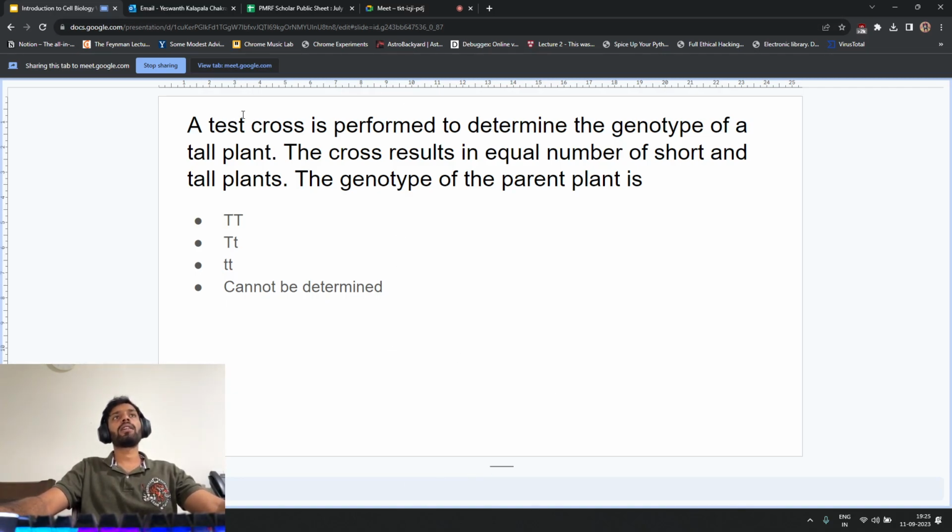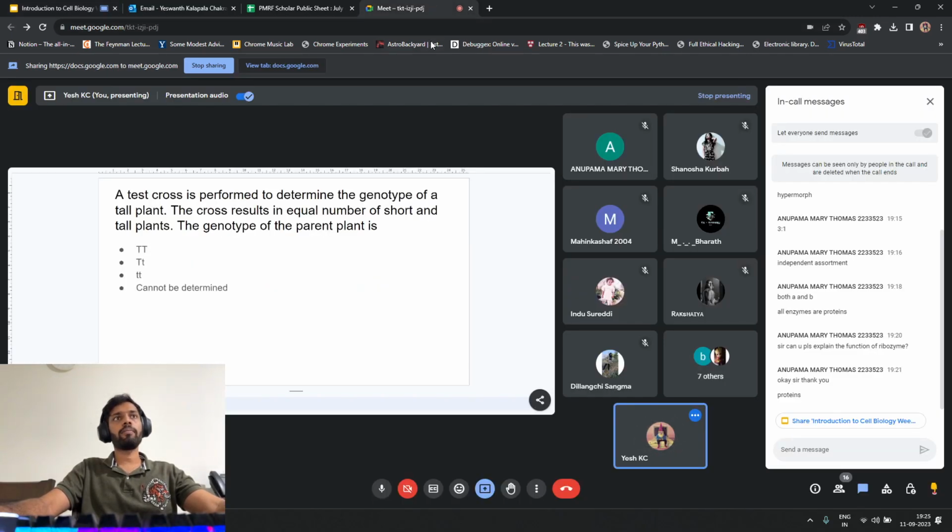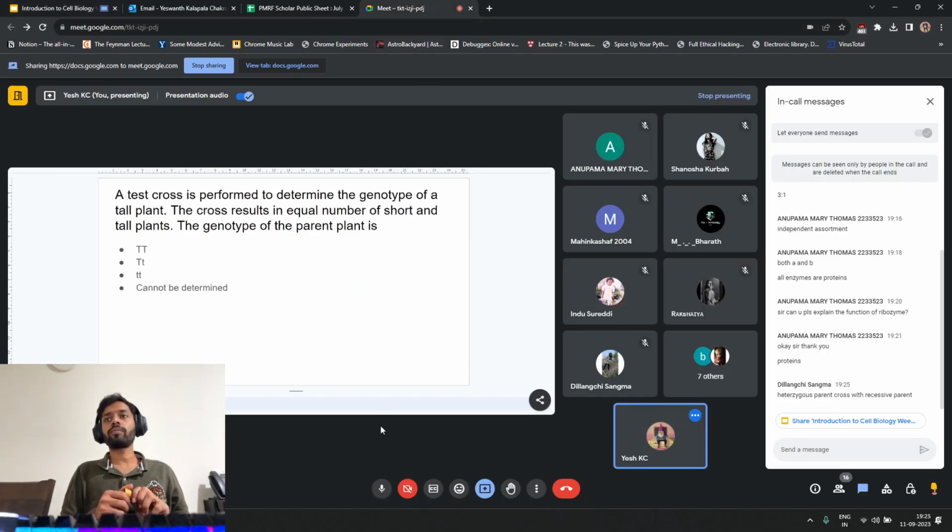Now they're saying a test cross is performed to determine the genotype of a tall plant. The cross results in equal numbers of short and tall plants. So what would be the genotype of the parent plant? Heterozygous.